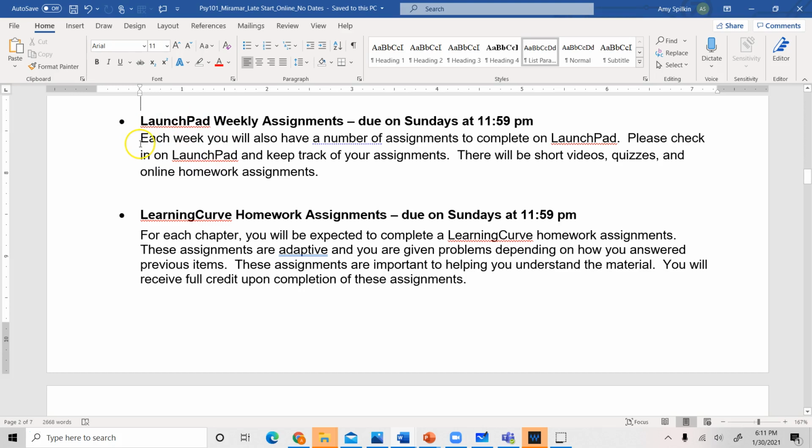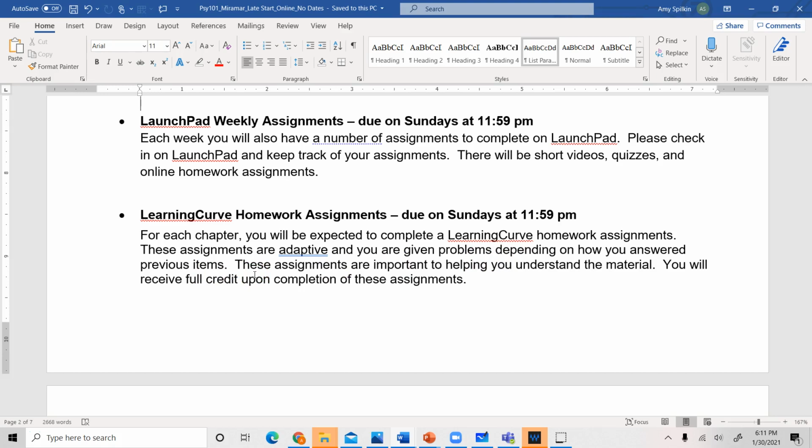Now, in Launchpad, there are certain assignments that are called learning curve, and you'll see them labeled learning curve. Again, this will make more sense once you watch my technology video. But these learning curve assignments are adaptive, and basically you're given problems depending on how you answered previous items. So each one of you will get different questions depending on how you answer the questions that you're given.